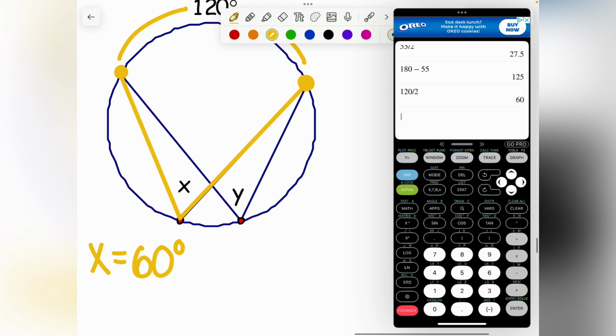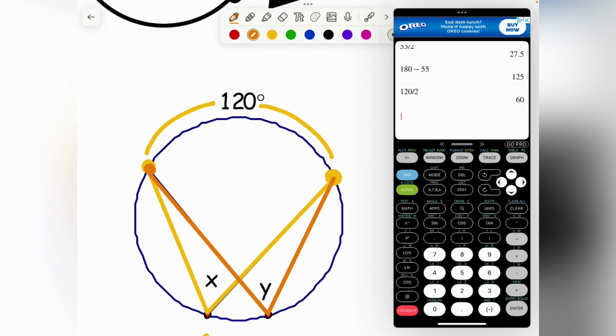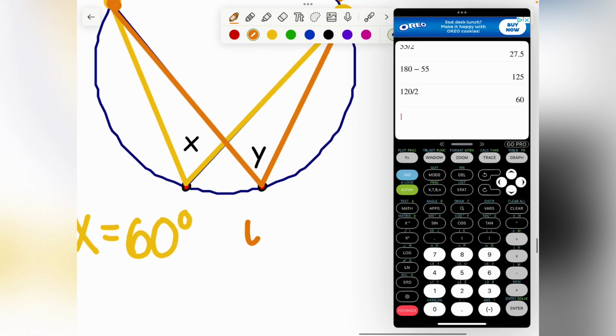But what's interesting is that even though y's vertex is in a different location, it's opening to the exact same arc. So even though they're in a different location, those are going to be the same measure, which leads us to a theorem.